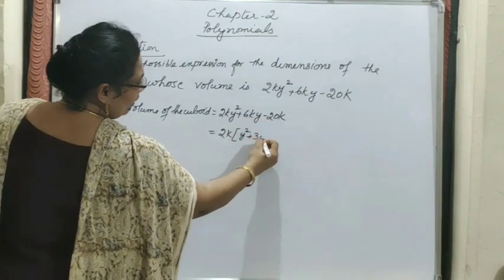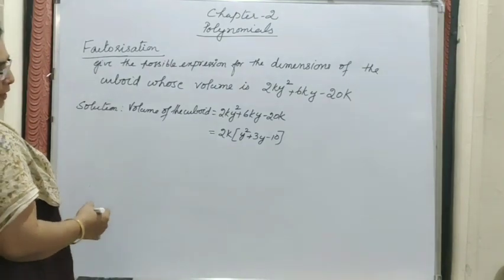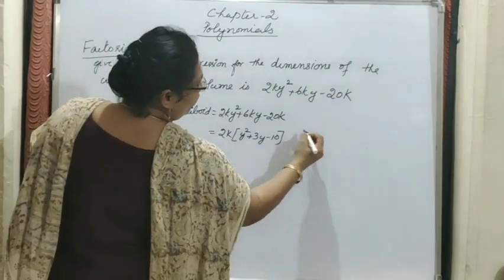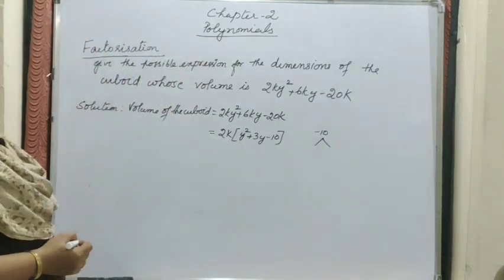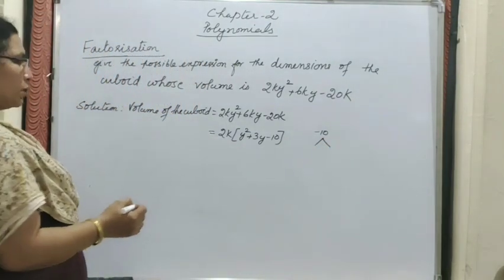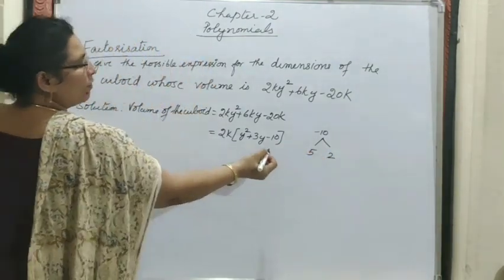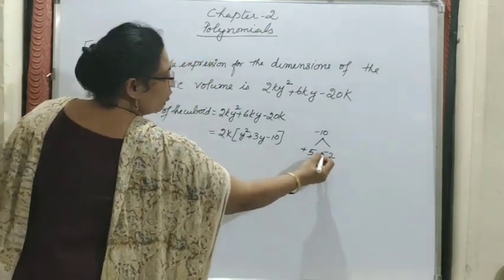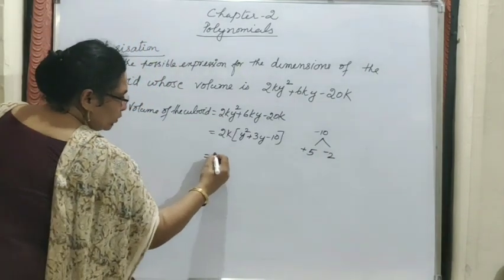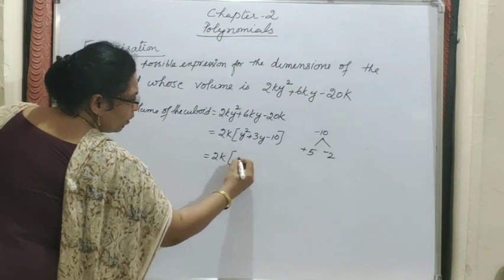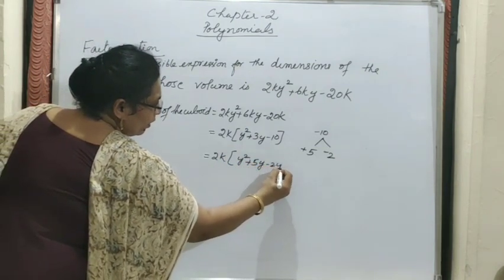So y square plus 3y minus 10. Now what is the coefficient of y square? That is 1. Constant is minus 10. So 1 into minus 10. Select the factors where the sum is 3 and the product is minus 10. So 5 and 2. The greater number will have the plus sign and so the 2 will get the minus sign. Now it is equal to 2k into y square plus 5y minus 2y minus 10.